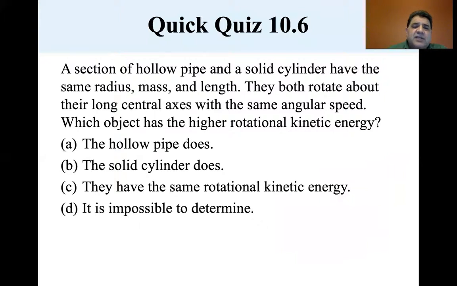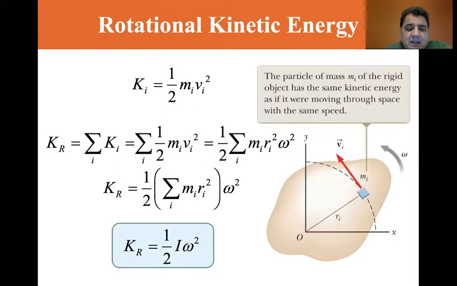Okay, now a section of hollow pipe and a solid cylinder have the same radius, mass, and length. They both rotate about their long central axis with the same angular speed. Which object has the higher rotational kinetic energy? Well, let's go back here. The rotational kinetic energy is equal to 1/2 I omega squared. If they both have the same angular velocity, all it depends on is I. So which one has the greater I?